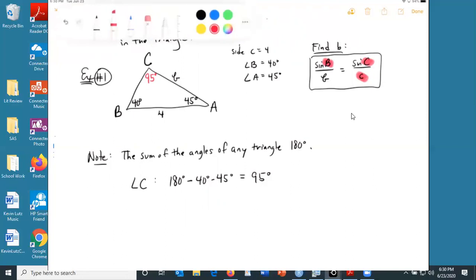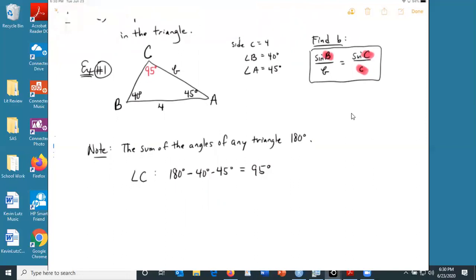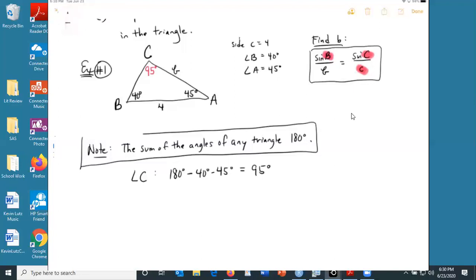So here we go. I'm going to write it down underneath the sentence here. We would have the sine of angle B, which is 40 degrees, over side B, equals the sine of angle C, which is 95 degrees, over little c, which is the 4. So there's my equation set up. All right, so you set it up.